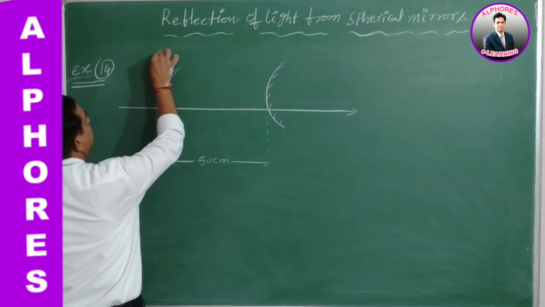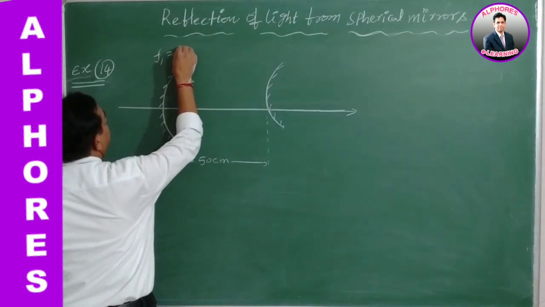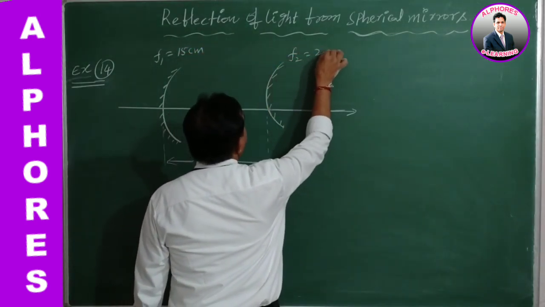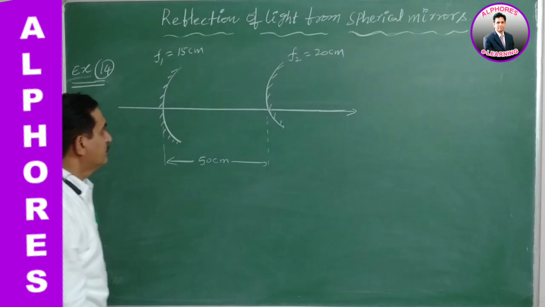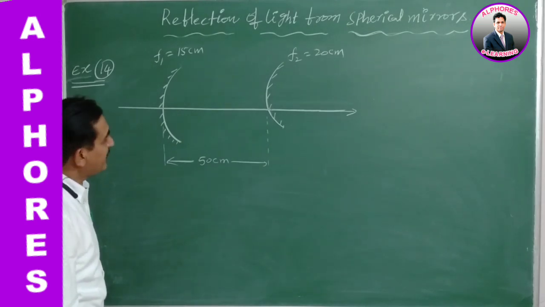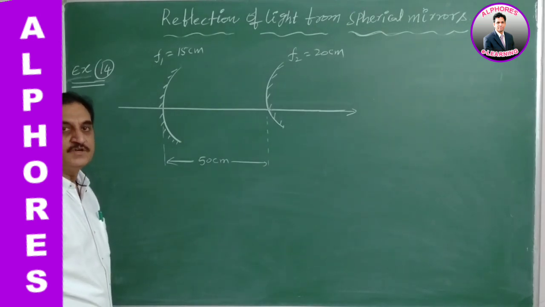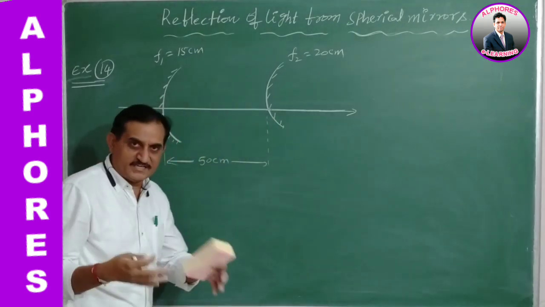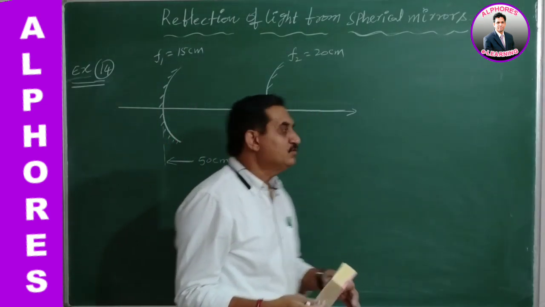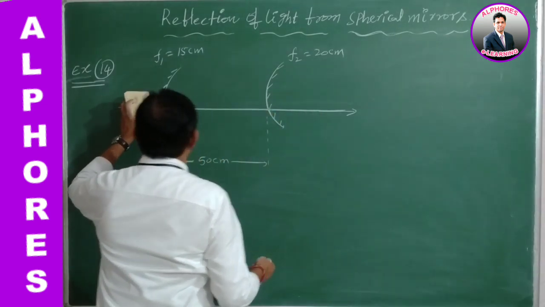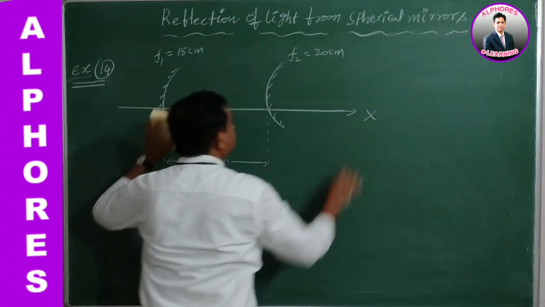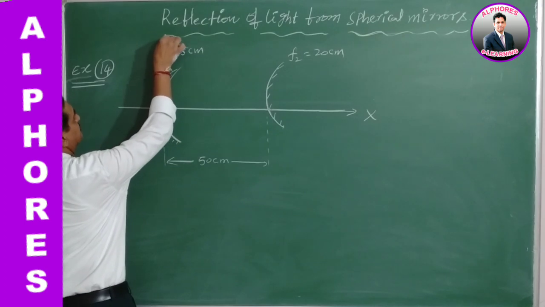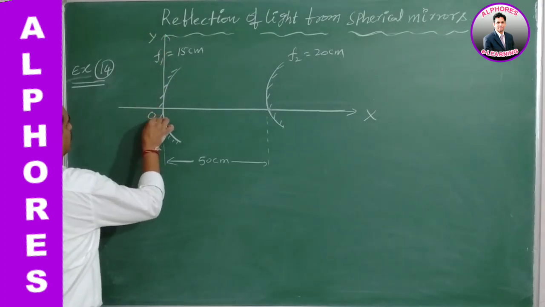Its focal length is given, f1 is equal to 15 centimeters. Its focal length f2 is equal to 20 centimeters. But here their principal axes do not coincide with each other. These two mirrors are not kept coaxially. So here the concave mirror is kept as it is, with its principal axis taken as the x axis and this taken as the y axis. This is the origin.